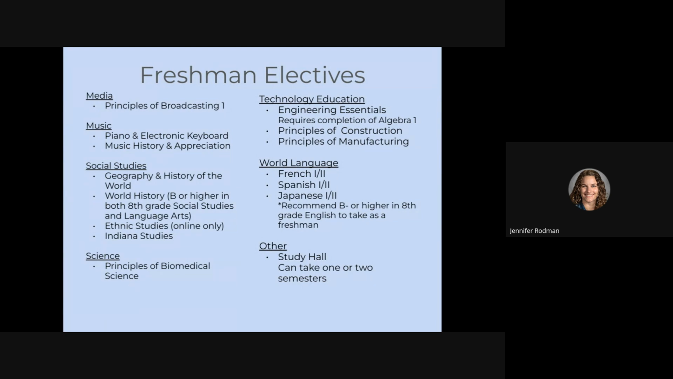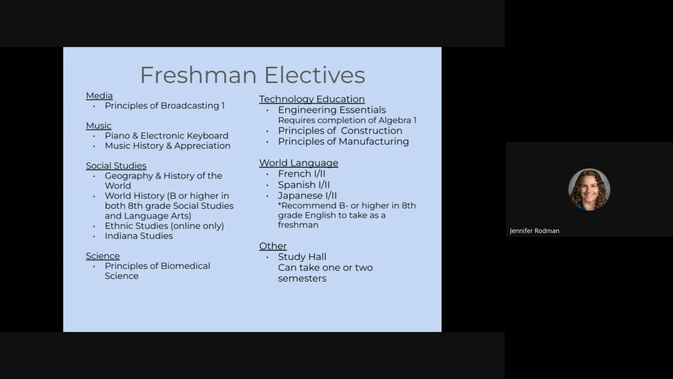We have 3 different options: French, Spanish, and Japanese. They recommend that if you have a B- or higher, you can take it as a freshman. It's just a recommendation based on where they've seen greater success as a freshman, but everyone is welcome to take a world language. Some colleges require at least 2 years of a world language, so that's something to keep in mind. And then the honors diploma requires at least 3 years of a world language.